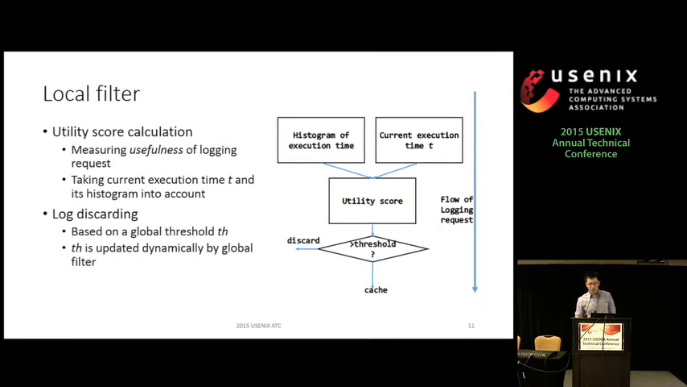So here is the detailed illustration of the local filter. In the local filter, a utility score is calculated for each logging request to represent its usefulness for performance diagnosis. Considering the nature of diagnosing performance issues, two key pieces of information are taken into account: the current execution time of a specific function and its histogram. Once the utility score is calculated, the log elimination is conducted by comparing this utility score with the global threshold. If the utility score is smaller than the threshold, it will be discarded directly. Otherwise, it will be cached, inserted to a global buffer.